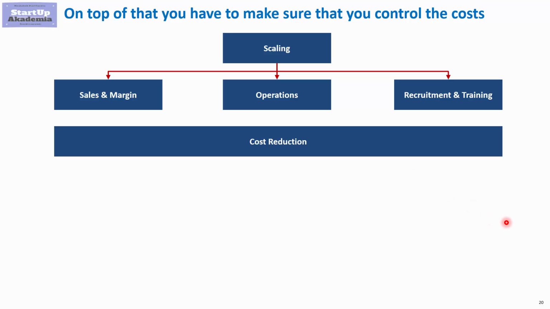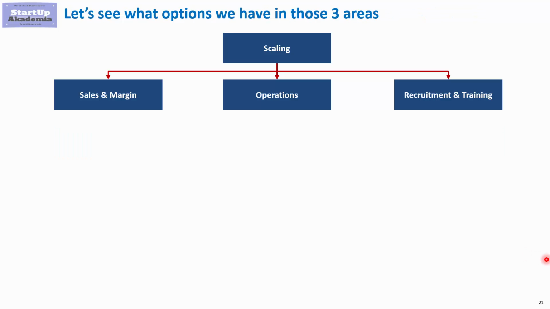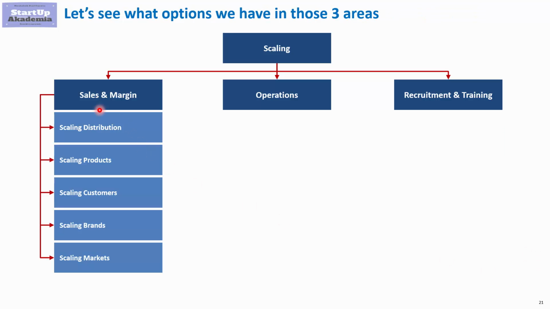Now, let's go briefly through the options we've got in each and every area, and we will obviously discuss them later on in next sections in details. So when it comes to sales and margin, we have the following options. So the first thing you can do is simply to scale distribution. In other words, be present in bigger number of stores, reach more customers, create such a distribution system that almost all customers are within your reach.